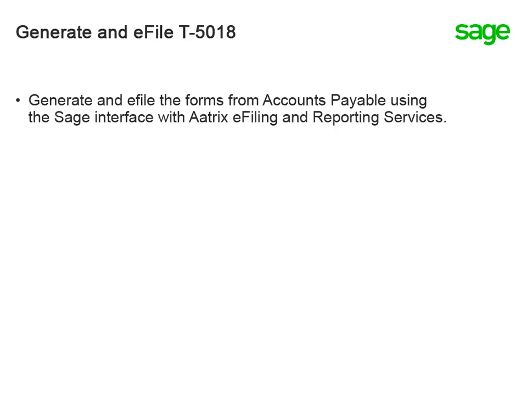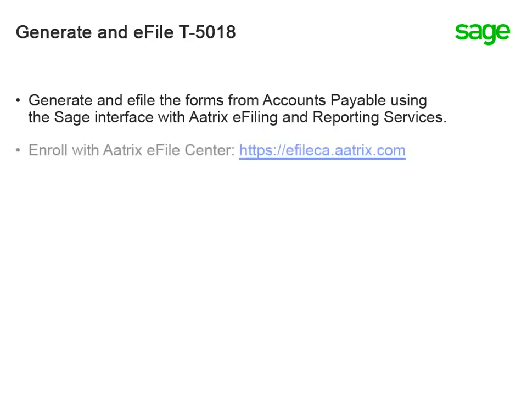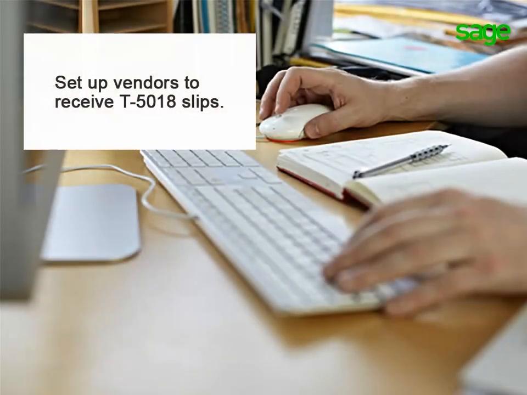Accounts Payable lets you generate and e-file the T5018 Summary and related slips through Atrix. You must be registered with them. You can enroll with the Atrix e-file center before generating the returns, or you can do so when you e-file with Atrix. Now, let's take a look at setting up your vendors so that the correct information is on the slips.